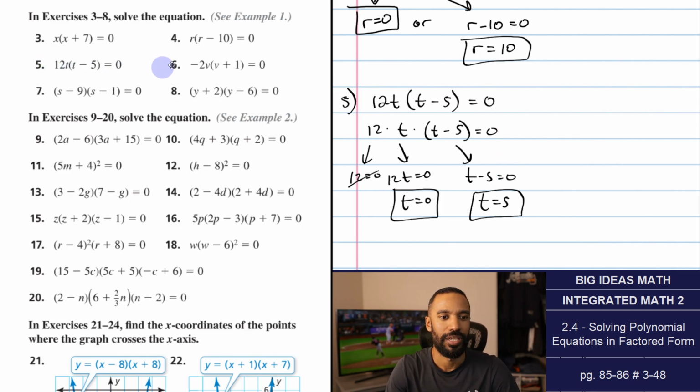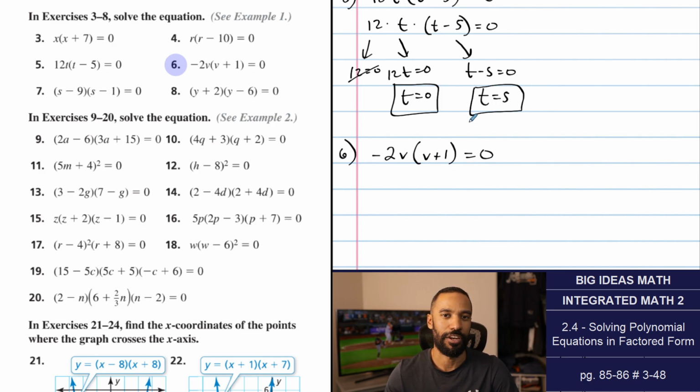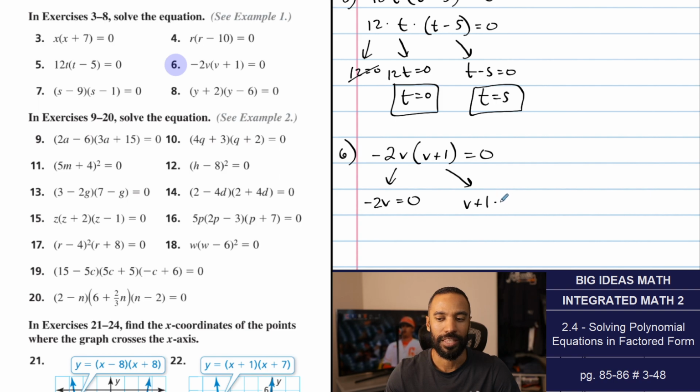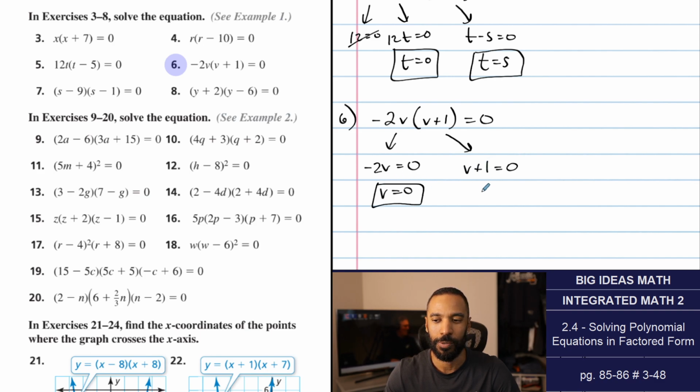These are the roots. Number 6. Negative 2v times (v + 1) equals 0. Very much like number 5 in that same vein. This negative 2 has no bearing on the solutions for values that give me 0 as a final result. If negative 2v equals 0, and remember this is a product already factored, then v will still have to equal 0, right? The negative 2 is not the value that will become 0, but the v can by dividing both sides by negative 2. Subtract 1 from both sides, we get v equals negative 1.